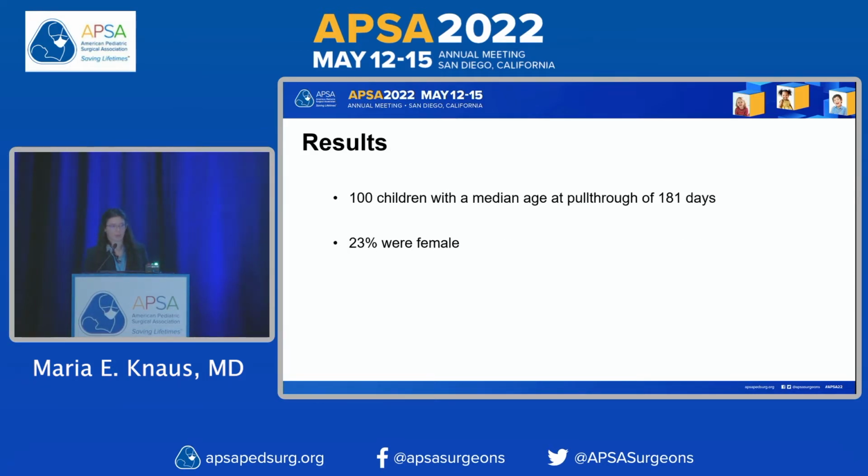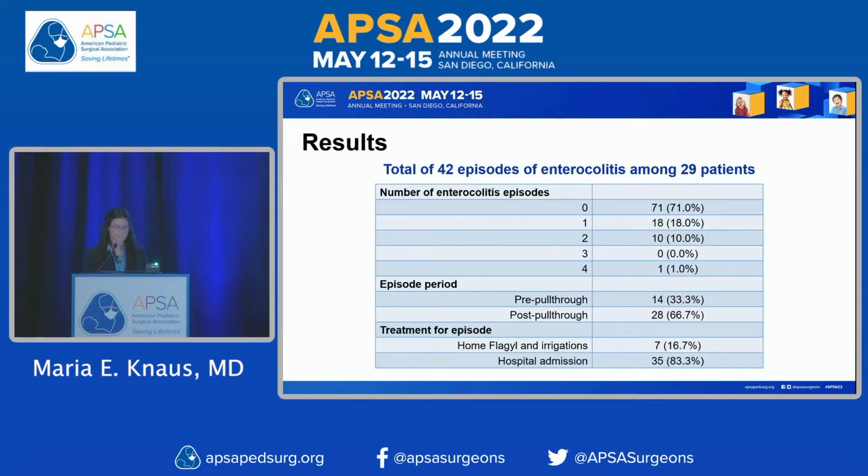Our final cohort included 100 children who underwent pull-through at a median age of 181 days. 23% were female. There was a total of 42 episodes of enterocolitis among 29 patients. 2/3 of these episodes occurred post-pull-through, and over 80% required a hospital admission.